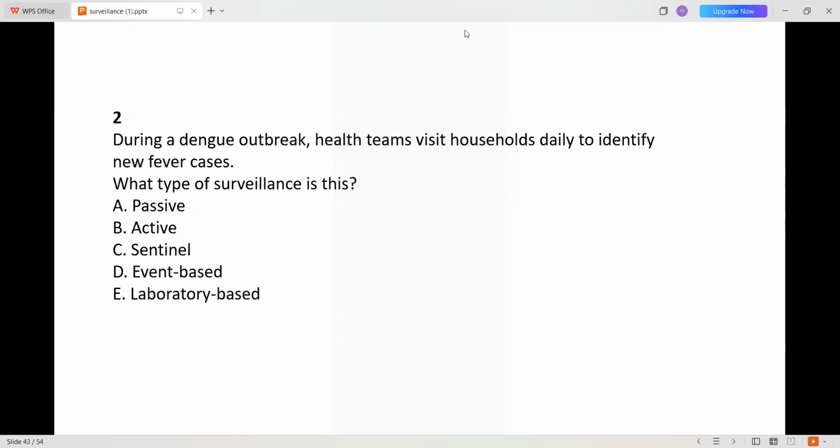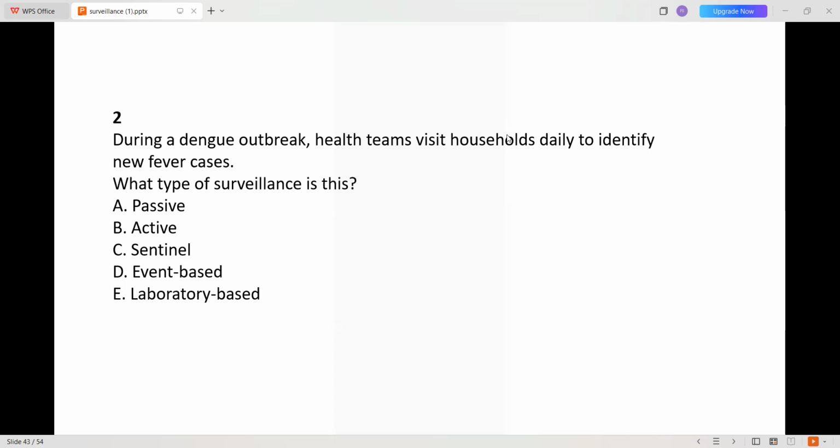MCQ number two. During a dengue outbreak, health teams visit households daily to identify the few cases. What type of surveillance is that? A. Passive, B. Active, C. Sentinel, D. Event-based, E. Laboratory-based. B, active. Yes, B is the right option.